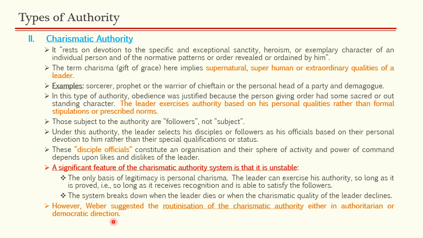It will either become authoritarian, either you will become a Hitler, such will be your charisma, or you will become a democratic charismatic leader like Mahatma Gandhi. So your charisma will always increase. If it is not declining, it will always increase in only two directions, either an authoritarian routinization or a democratic routinization. This is the second type of authority that Weber gives us. It is the charismatic authority based on the personal charisma.